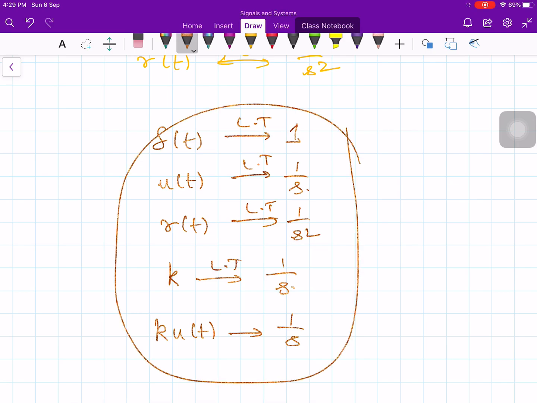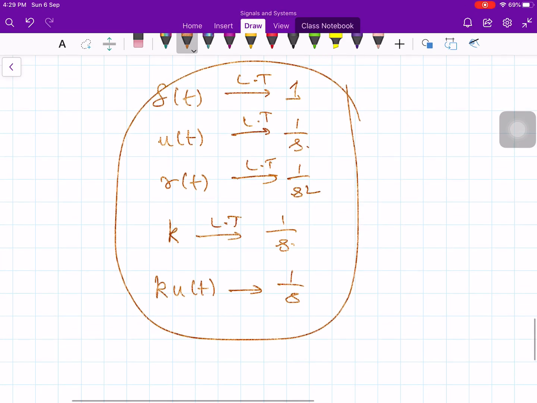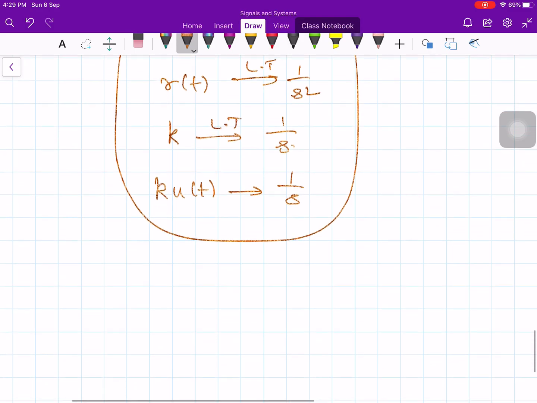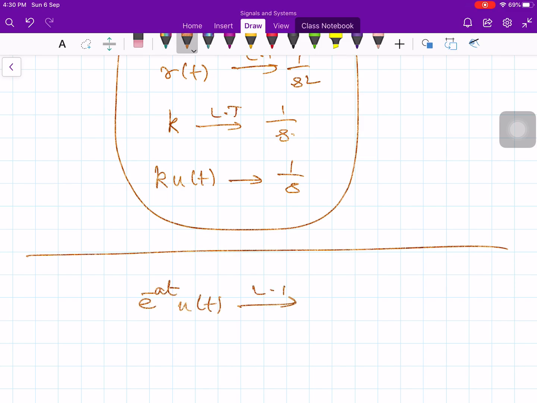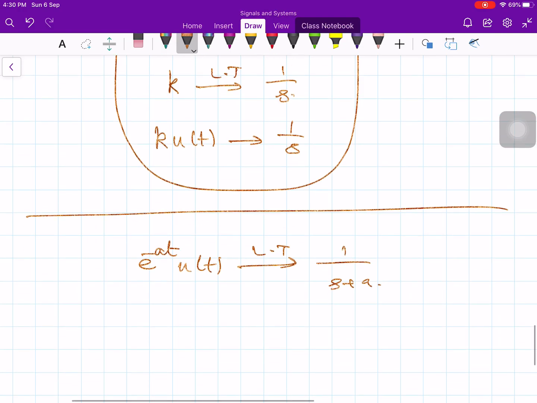Okay. Now let us consider another example. Suppose I have e to the minus at times u of t. What is the Laplace transform of this? This is 1 over s plus a. Now suppose I multiply this by t. Okay. Then t times e to the minus at and u of t.